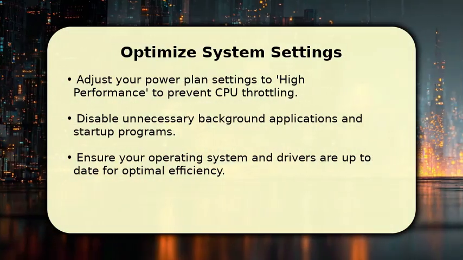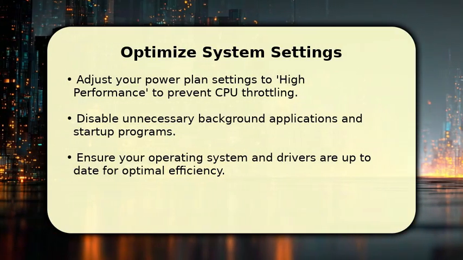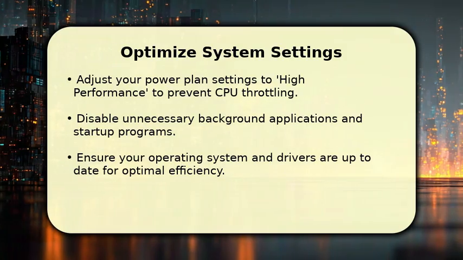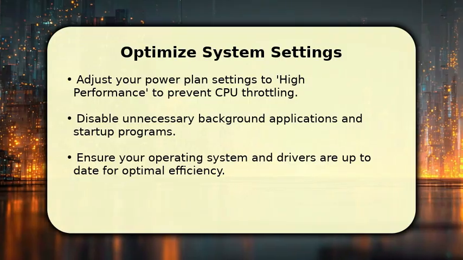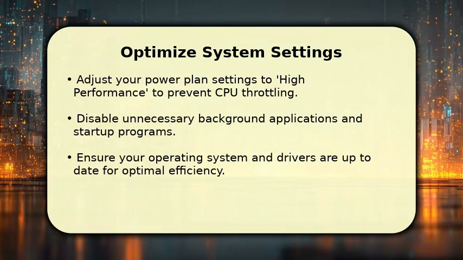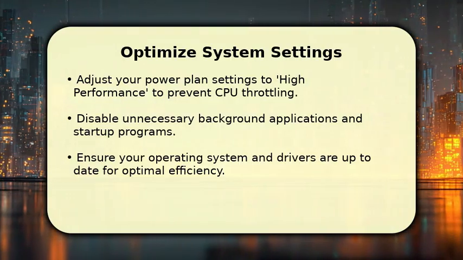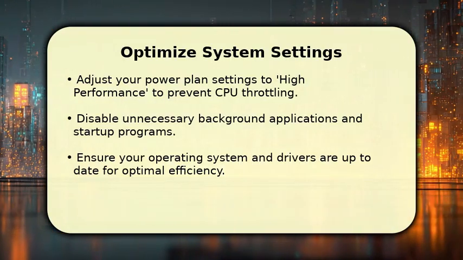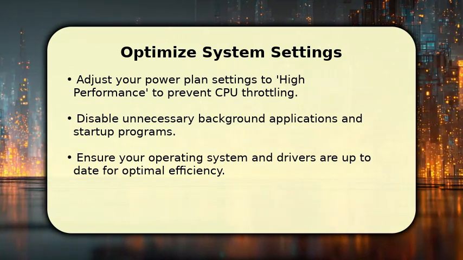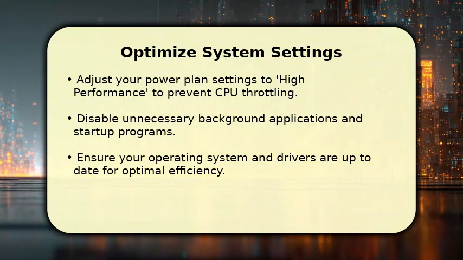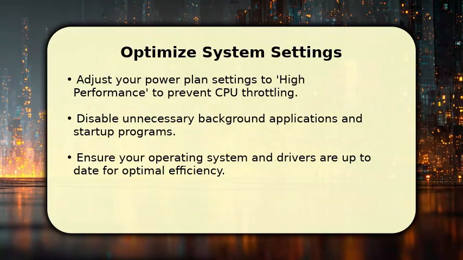Next, let's optimize your system settings. On Windows, navigate to Power Options and select the High Performance plan. This ensures your CPU isn't artificially limited. Review your startup programs and disable any non-essential applications that launch automatically, as these consume valuable resources from the moment you boot up. Additionally, regularly updating your operating system and device drivers, especially for your chipset, can provide performance boosts and stability improvements, sometimes by 5 to 10%.